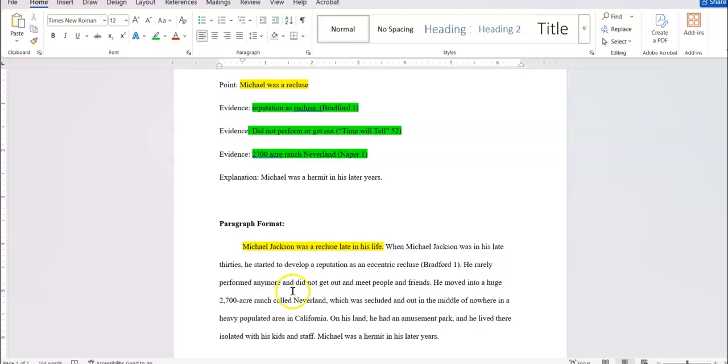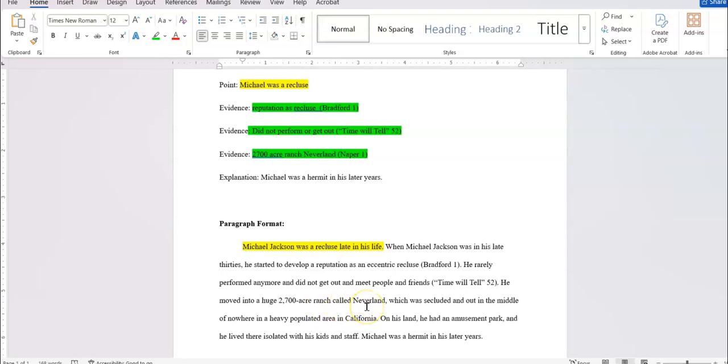So I have to have that. He rarely performed anymore and did not get out and meet people or friends. My evidence says he did not perform or get out. Here's my sentence that backs that up. Again, I'm going to have a citation for that. Okay.